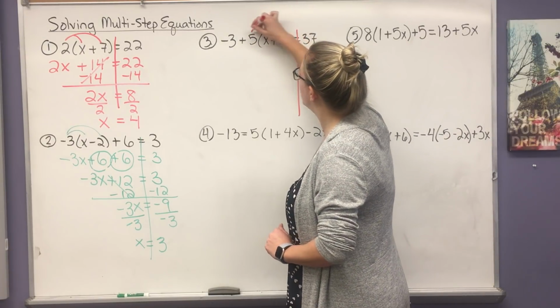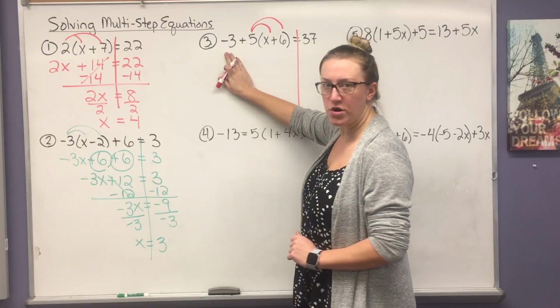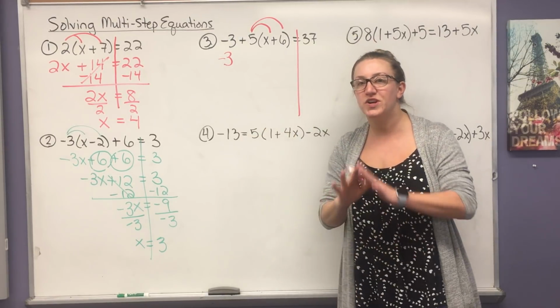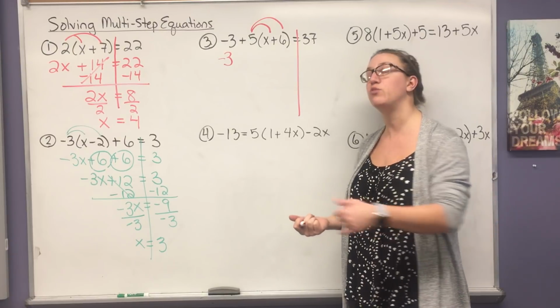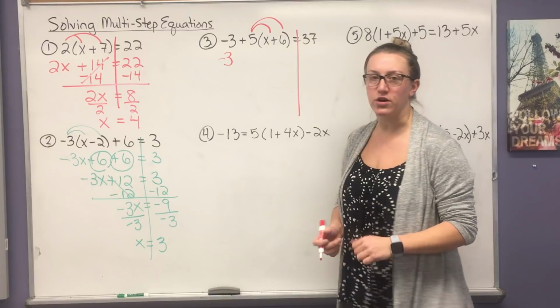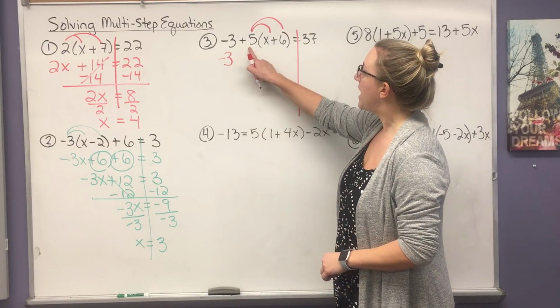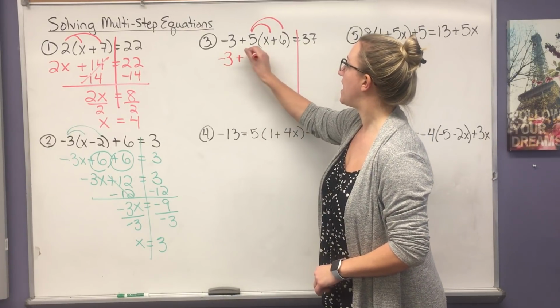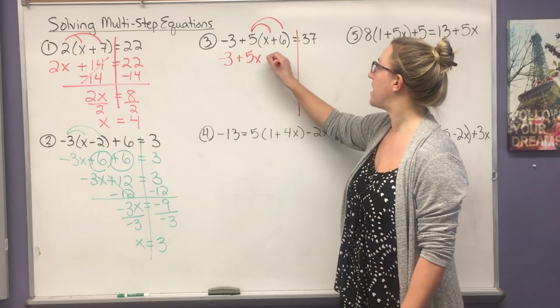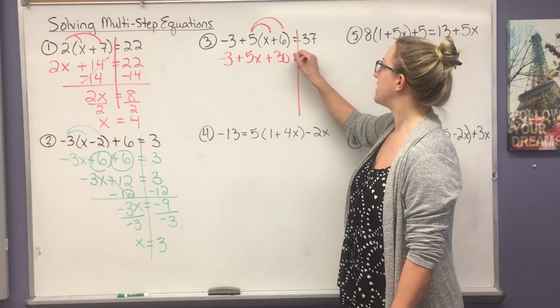We do distributive and ignore the negative 3. We can actually just bring him down to the next line because we're not doing anything with him yet. Instead, we're going to focus on this number and distribute it across the parentheses. Positive 5 times x is a positive 5x, and positive 5 times positive 6 is a positive 30. Bring down the right side.